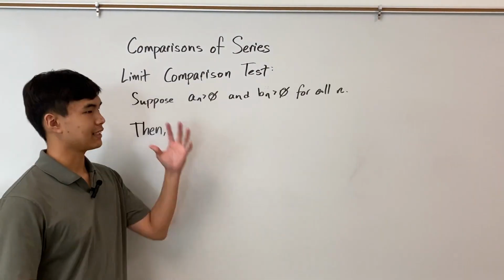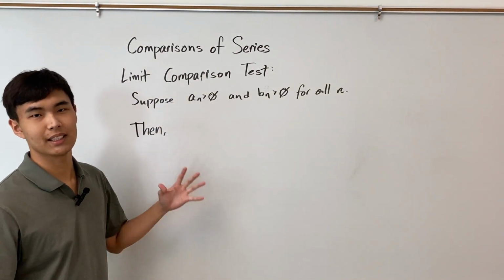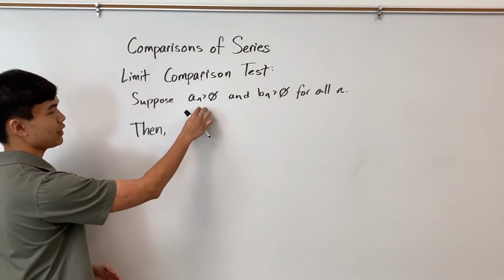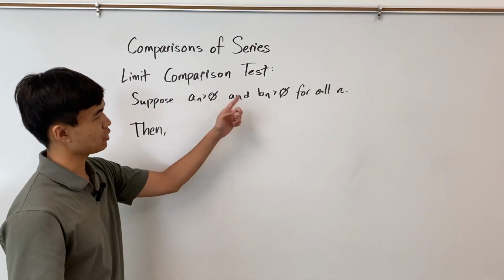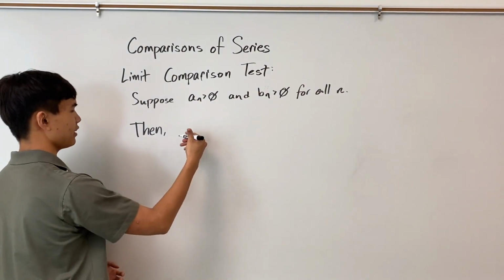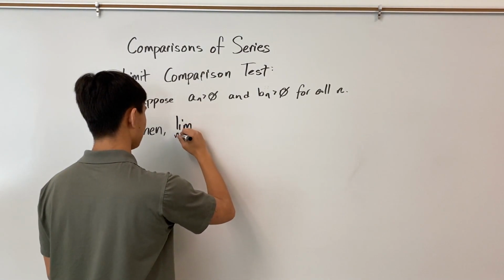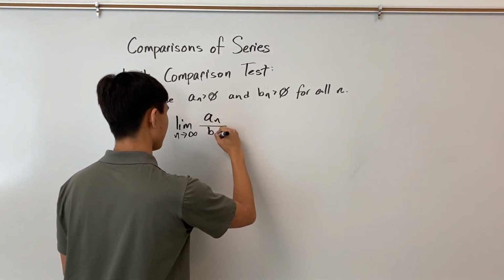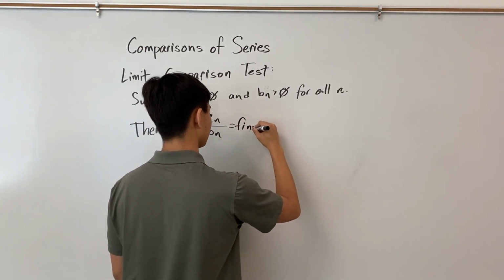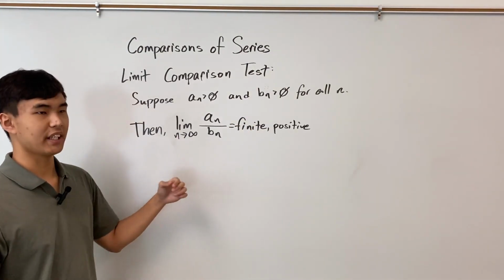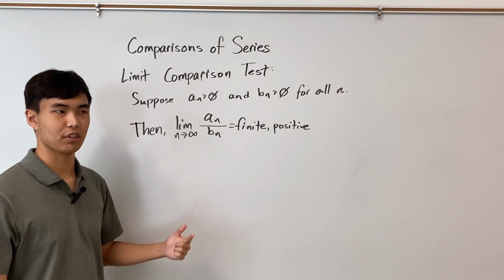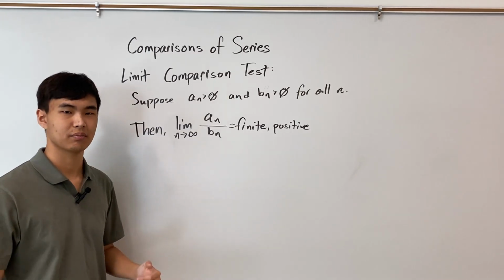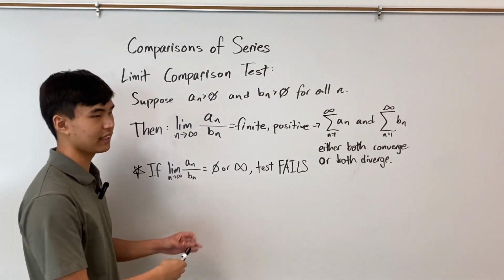The second comparison we're going to talk about is called the limit comparison test, and this one is not as intuitive as the other one. The limit comparison test says if you have a sequence a of n greater than 0 and another sequence b of n also greater than 0, then if the limit as n goes to infinity of a of n over b of n is a finite positive number, then a of n and b of n either both converge or both diverge. And to know which one it is, you have to know the behavior of one of them before conducting this test. And if the limit is 0 or infinity, then the test fails.